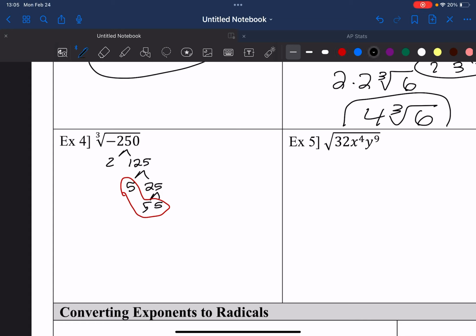That 5 is going to come out, okay, and the 2 is going to stay in, so 5 cube roots of 2. And that negative, remember I said we were going to save that for last? That negative is going to come out with our 5. So this answer is negative 5 cube roots of 2.